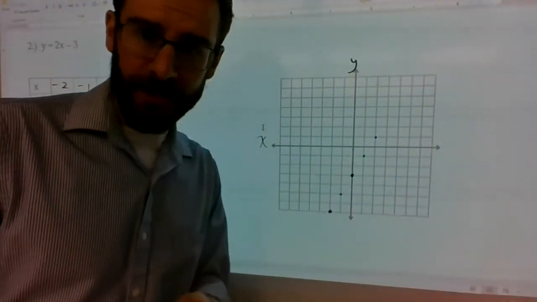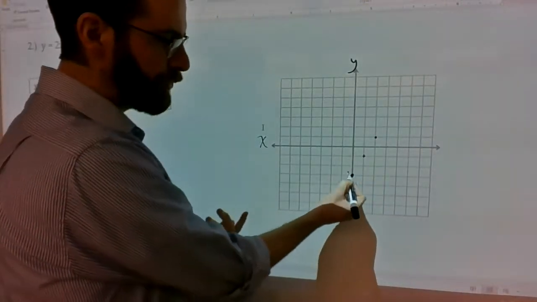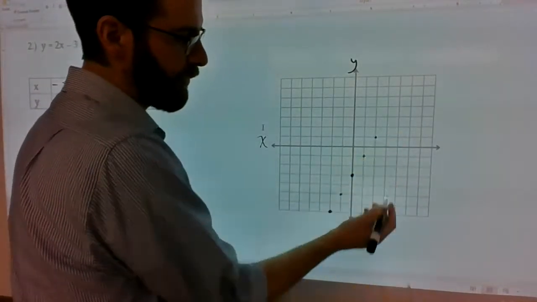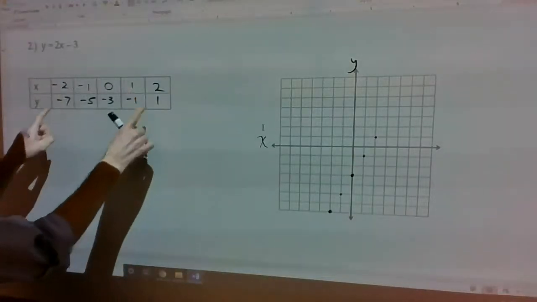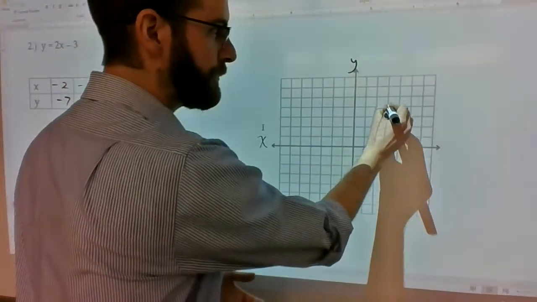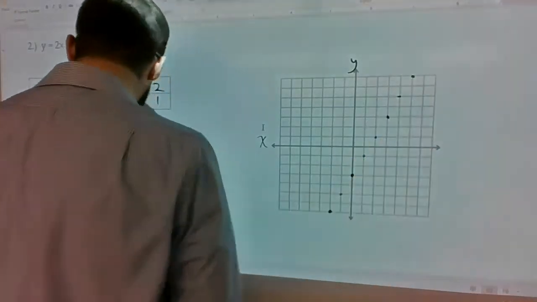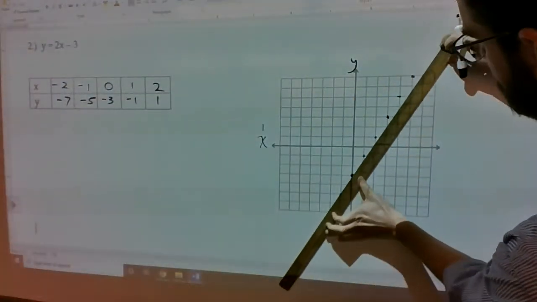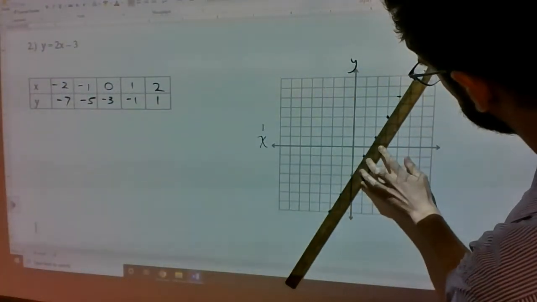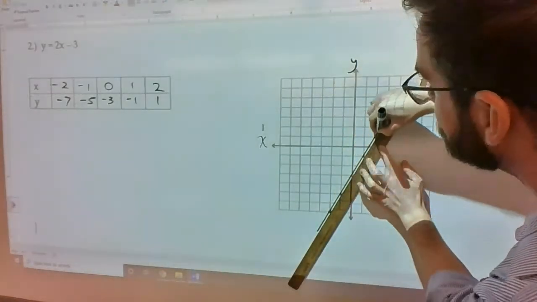But if you want to, you can just say to yourself, hey, I see the pattern. Up 2, right 1, up 2, right 1, up 2, right 1. And in addition to the table of values, you can plot more points. Up 2, right 1, up 2, right 1. And that's okay as well. I just need to see the table of values filled out. So it's just an alternate strategy.